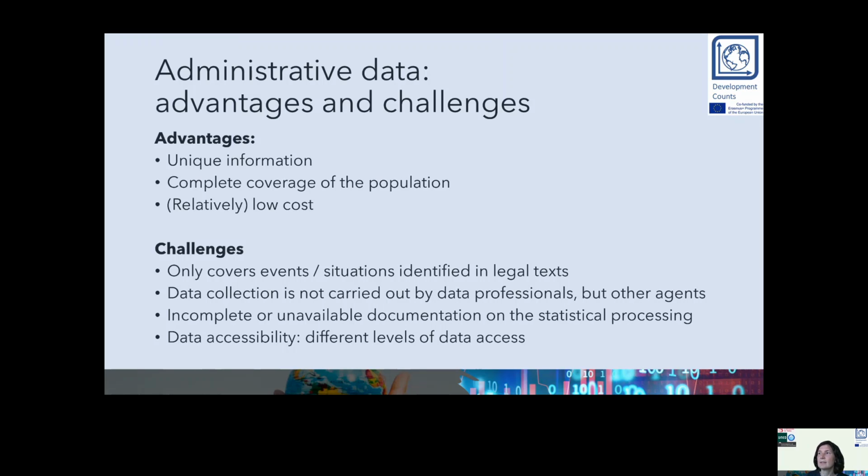Thirdly, this administrative data will have to go through statistical processing involving cleaning, creating new variables, analysis of the data, but some of the aspects of this process may be insufficiently documented or the documentation not available to external users outside of the administration. The same happens with data accessibility.